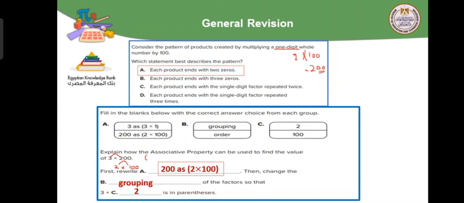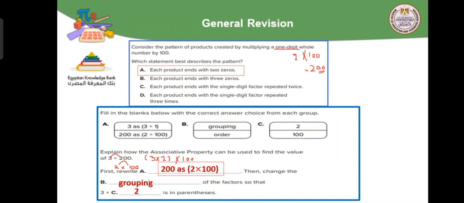3 by 2 by 100. So the first step, 200 as 2 by 100. We write 200 as 2 by 100. Then change the grouping. I make grouping 3 by 2 to find the associative property.